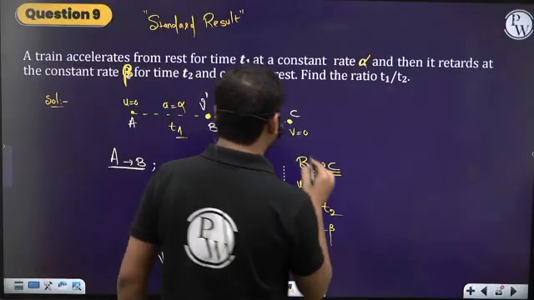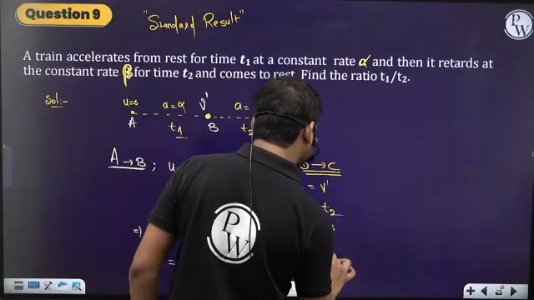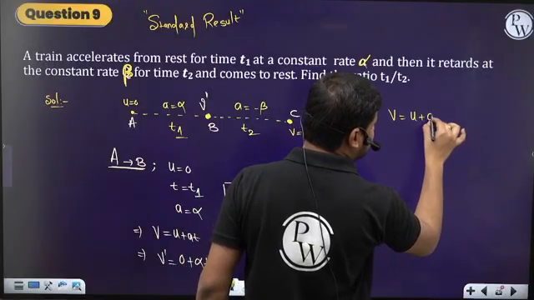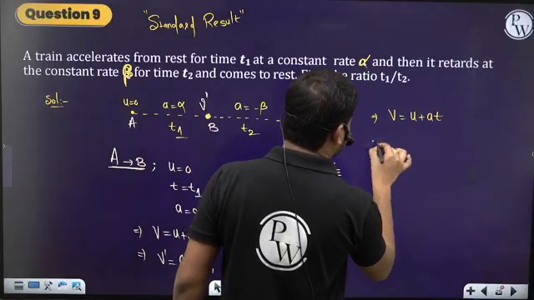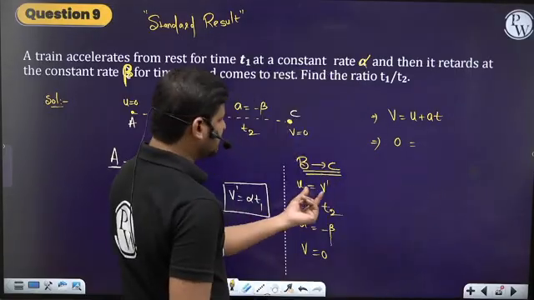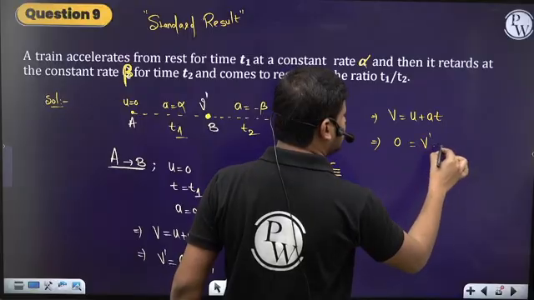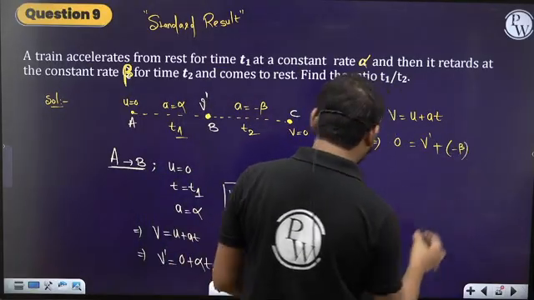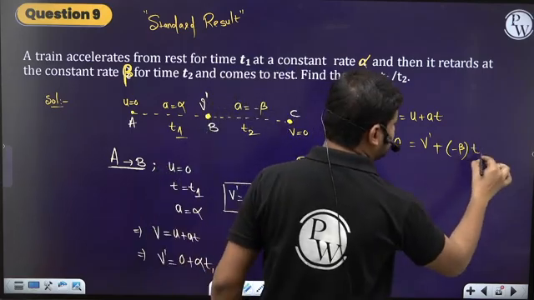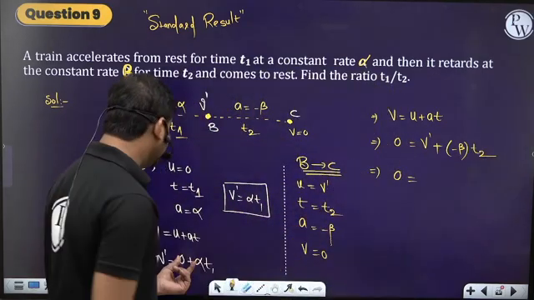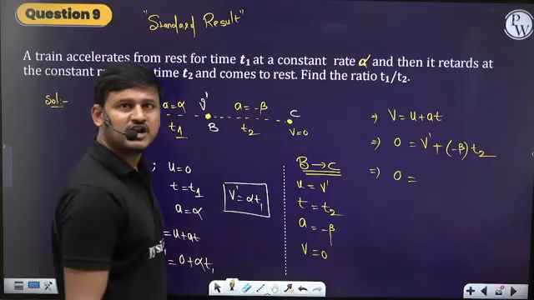Then the final velocity v is equal to 0. Again I am applying the same kinematic equation, v is equal to u plus at. The final velocity v is 0, u, the initial velocity, is v dash, plus acceleration, which is minus beta, times time t2. Understand carefully. Now 0 is equal to, in place of v dash, shall I substitute alpha t1?